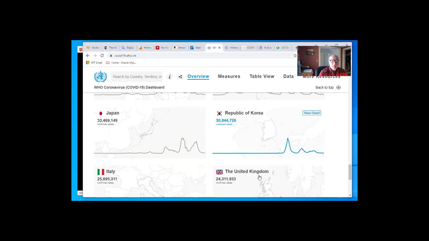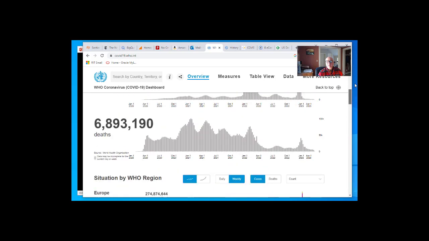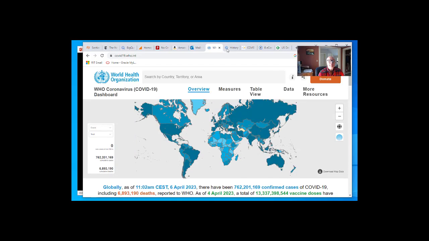And so look at the way this stuff is organized and how it works together to create a good expression of the experience of different parts of the world with COVID.